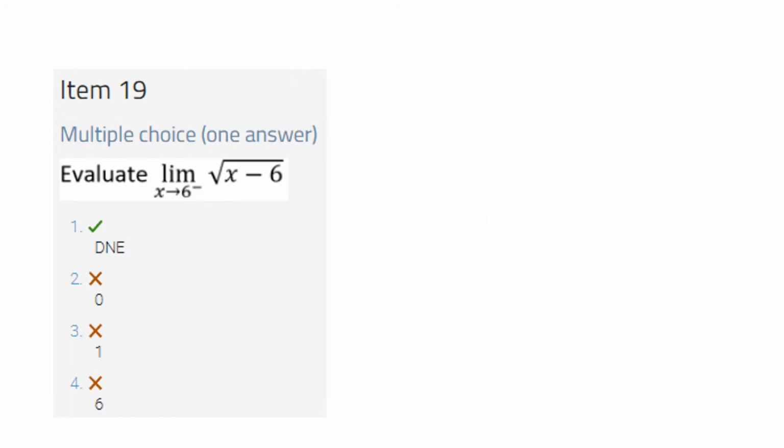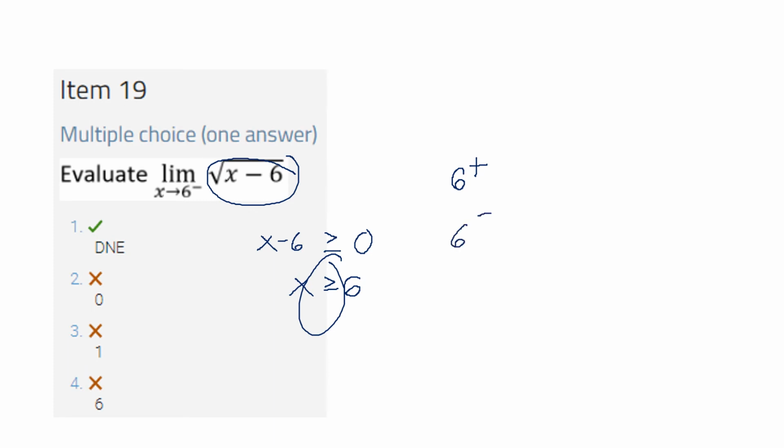Next, evaluate the limit of the square root of x minus 6 as x approaches 6 from the left. Okay, this is crucial. The x minus 6 cannot be a negative number because the index is an even number. Therefore, x must be greater than or equal to 6. So if 6 is the critical point and x is greater than or equal to 6, then only right of 6 and including 6 is possible. So if you are asked about left of 6, that will not be possible because the domain of the given starts only at 6, all numbers greater than 6. Therefore, the limit does not exist on the left.